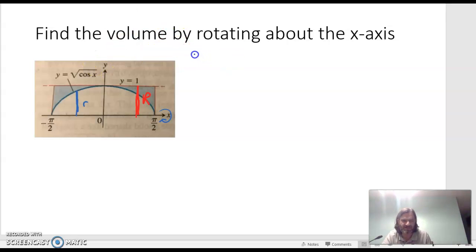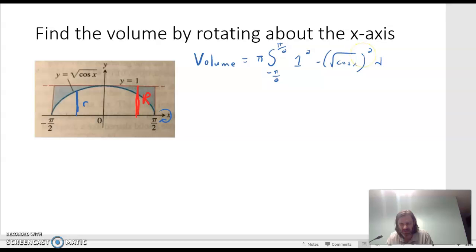So let's set that up. Since we're going around the x-axis, everything is going to be in terms of x. So volume equals the integration from negative pi over 2 to positive pi over 2. We're going to put our pi on the outside like we did with the washer. So the outer radius is 1, so that'll be 1 squared, minus the inner radius, which is the square root of cosine of x, also squared, integrated dx. Cleaning that up a little to get rid of the squares, we get pi times the integral from negative pi over 2 to pi over 2, those are my bounds, of 1 minus cosine of x dx, which is pretty easy to integrate.